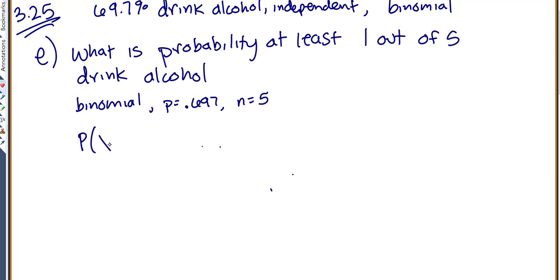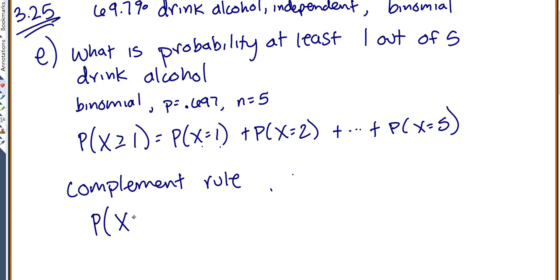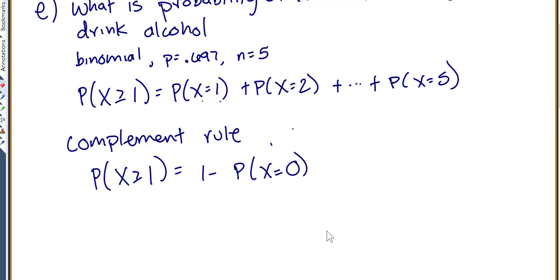So if you want the probability of at least 1, that would be x is greater than or equal to 1. So you'd have to find the probability that x equals 1, plus the probability that x equals 2, plus all the way up to the probability that x equals 5. You could do this using your calculator. Using calculators, it might not take you that long to do it. But doing it by hand, we'd want to use the complement rule. Because the probability that x is at least 1 is going to be equal to 1 minus the probability that x equals none. So we just need to figure out this probability that x equals 0.